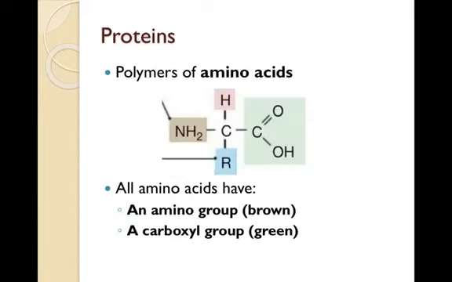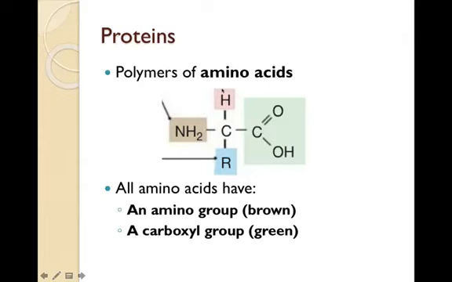In terms of proteins, proteins are polymers of amino acids. And if we look at the main structure of an amino acid, there's a few things that every single amino acid has in common. On the left side, you can see that there is an NH2 group attached to a carbon. That's referred to as an amino group. And on the right side here in green, you can see that there is a carboxyl group or a carboxylic acid group. And so that's where the name amino acid comes from. There's an amino group and an acid group, so amino acid.